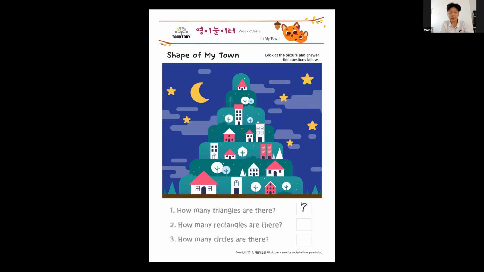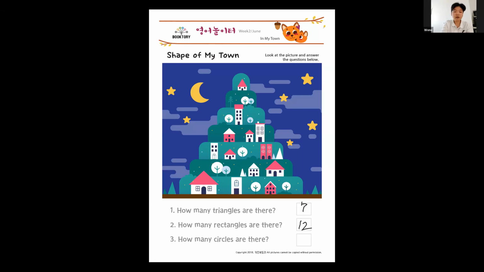How many rectangles are there? Ooh, a lot of rectangles. So we have 1, 2, 3, 4, 5, 6, 7, 8, 9, 10, 11, 12. I'm going to say 12. I know that there's more, but roughly we're going to say 12.